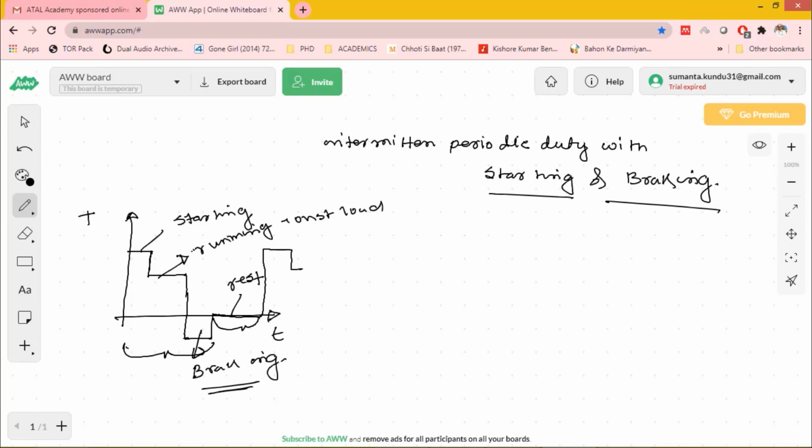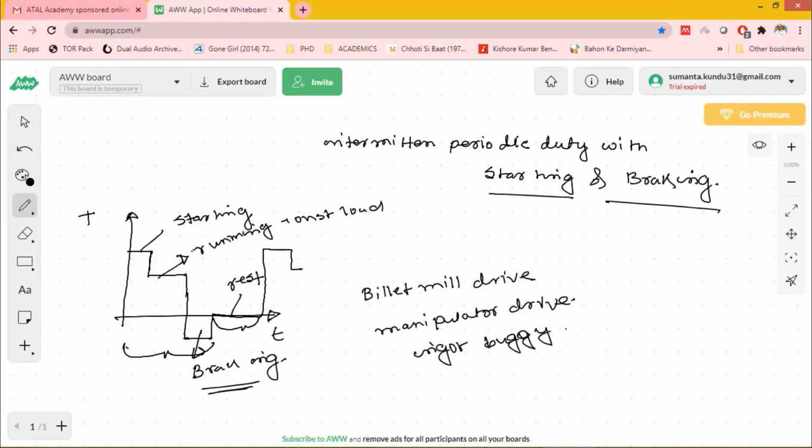Examples of this are billet mill drive, manipulator drive, ingot buggy drive. So these are a few examples. And also drives for electric suburban trains.